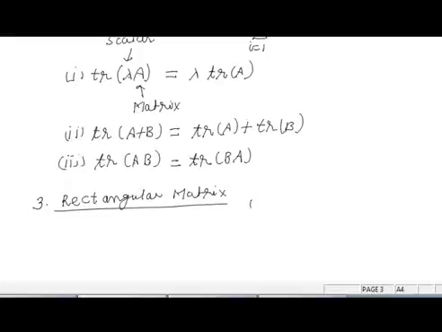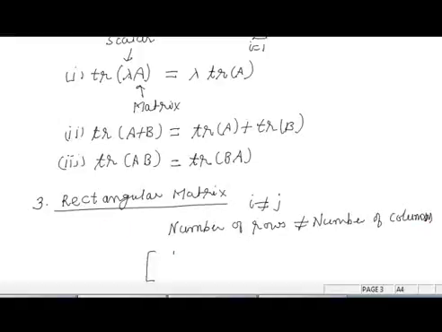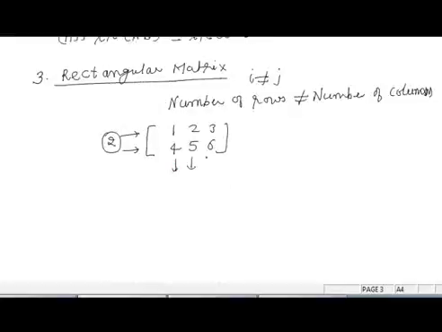So here i is not equal to j, which means the number of rows is not equal to the number of columns. Then it is called a rectangular matrix, and the example can be written as 1 2 3 4 5 and 6. So it has two rows and it has three columns. So the order of the matrix is 2 by 3. These are not equal, so that's why it is called the rectangular matrix.